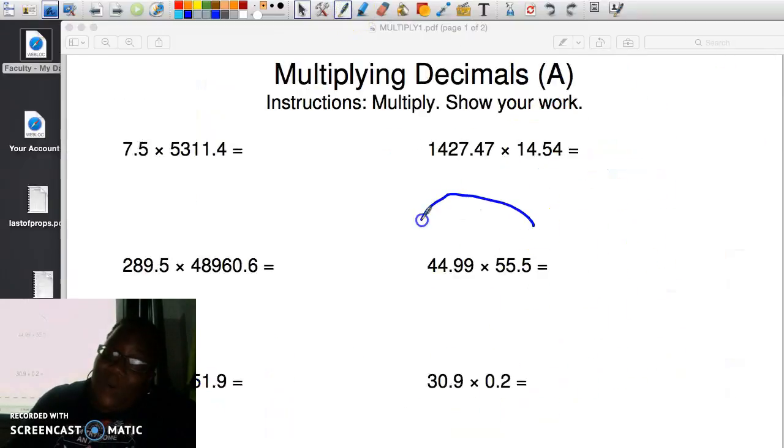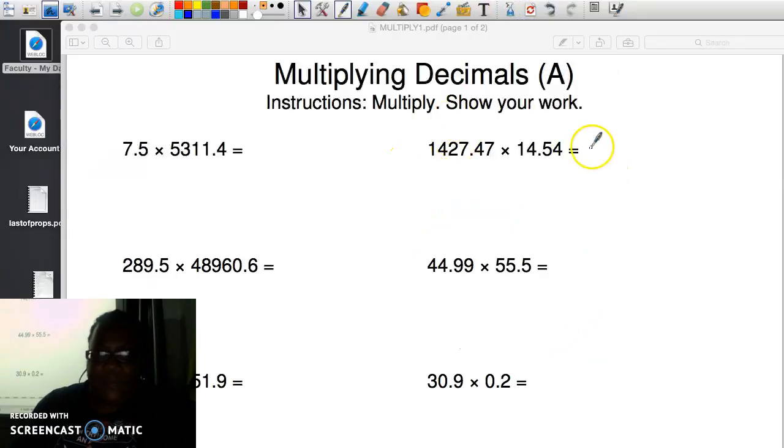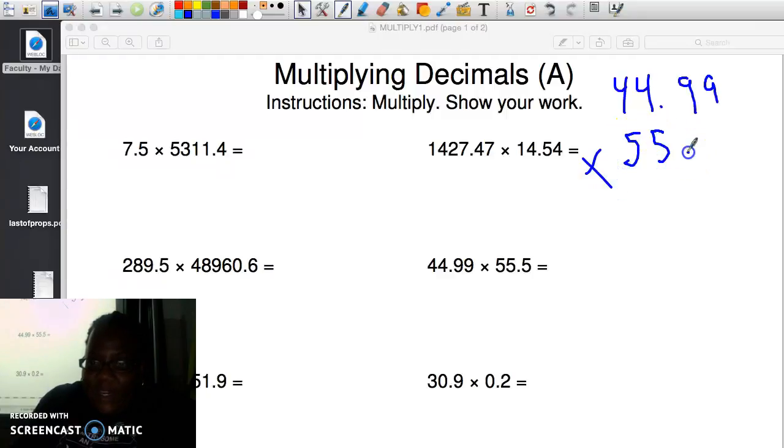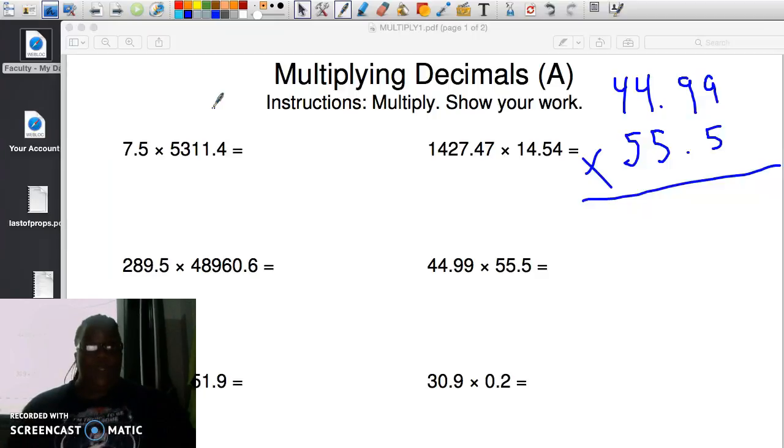Alrighty. We're going to go and do this one. Alright now. So now I have 44.99 times 55.5. That was a bad looking 5. I can redo that. Remember, in multiplication, your decimals do not have to line up. Okay? Underneath that problem, the answer under the problem. That's fine. Okay. So now I'm going to look at my first anchor, which is a 5, and I'm going to multiply.